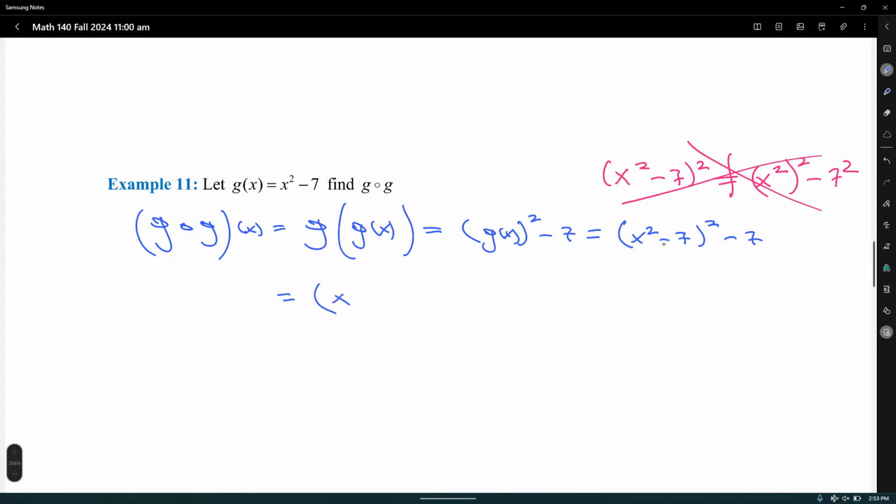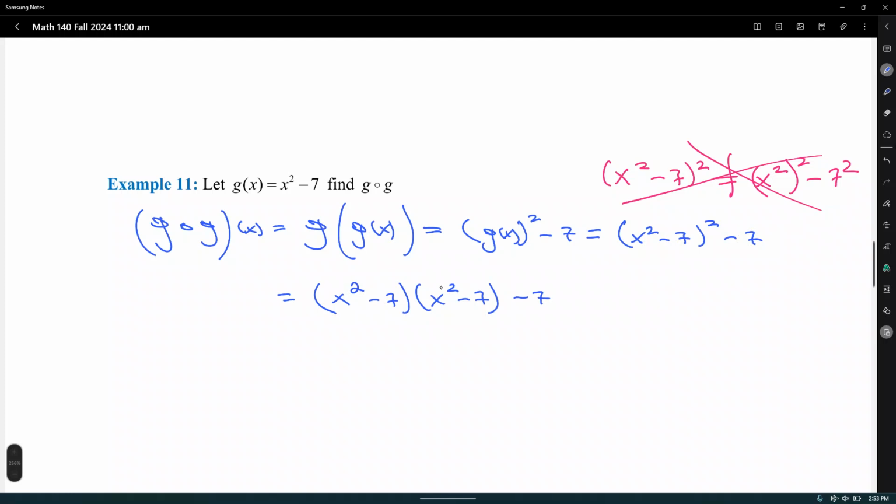So x squared minus 7 quantity squared is the same as saying x squared minus 7 multiplied with itself. All right, and simply FOIL. Don't forget about this -7 at the end. All right, so let's FOIL this guy.